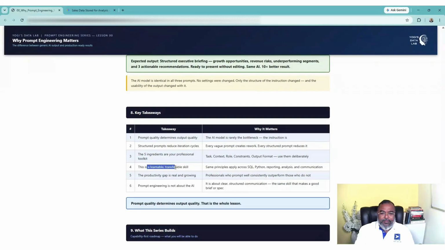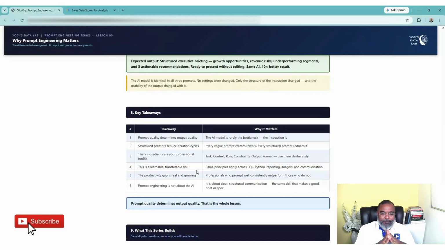Now, this is a learnable and a transferable skill, guys. You can learn this, you can go ahead and transfer anywhere. You don't have to learn any programming language as such. And yes, the productivity gap is real and it is growing. So the sooner you learn it, the better. And prompt engineering is not all about AI. It is how you communicate with the AI tool.